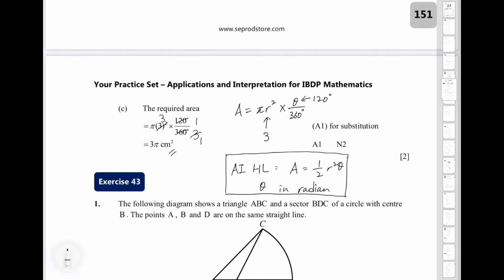Before the end of this video, I would like to give one more hint for higher level students. For the higher level syllabus, as theta can be in terms of radians, in that situation we can use another formula, which is also the area of the sector with the radius r and theta in radians.